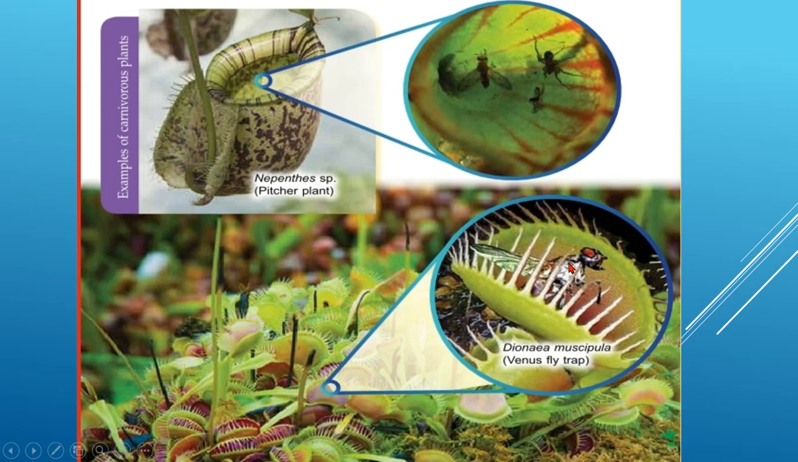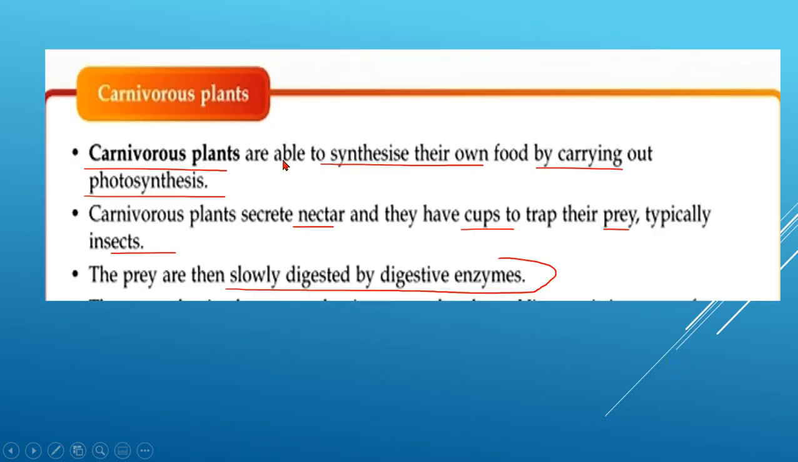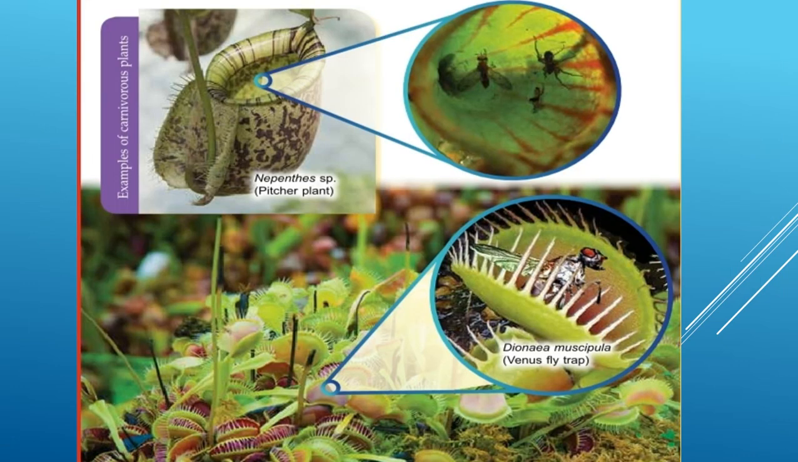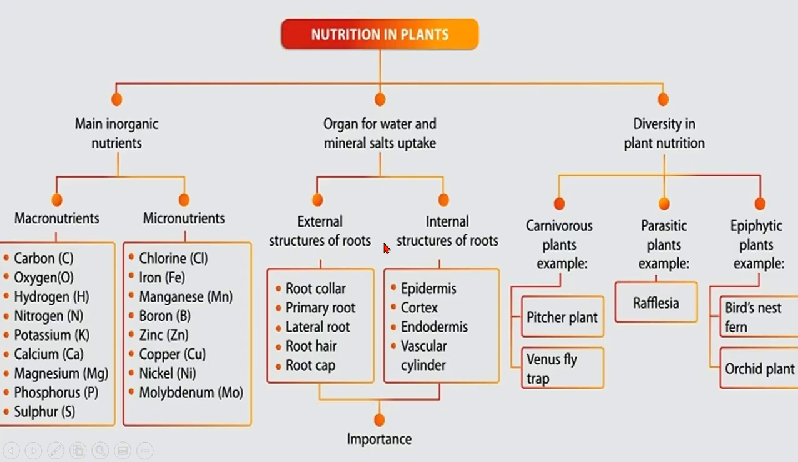Dia pandai makan serangga. Okay, satu, dia memang able to undergo photosynthesis. Dia will synthesize their own food juga. Tetapi dia juga menghasilkan nektar, dan dia punya cups lah supaya dia boleh trap dia punya pemangsa kah. Okay, terutamanya insect lah. So the prey itu will be digested by digestive enzyme lah. Okay, so this is a Venus flytrap, pitcher plant. Ini adalah contoh-contoh carnivorous plant.